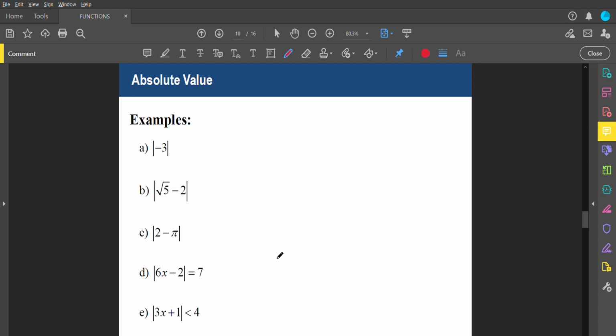So I'm going straight away to the examples. Of course, the first one is very simple. You have the modulus of negative 3. It's the distance from negative 3 to 0, so it will be equal to 3.